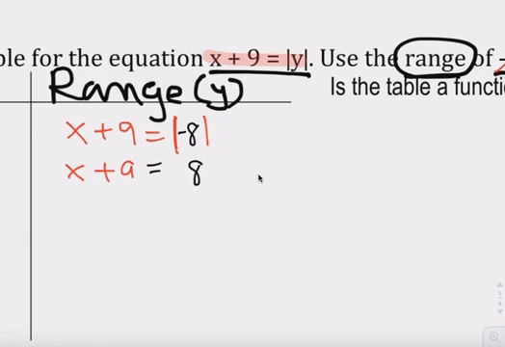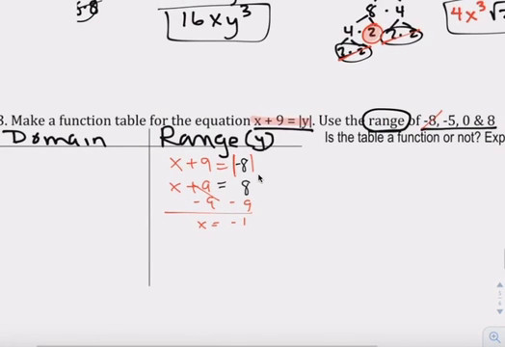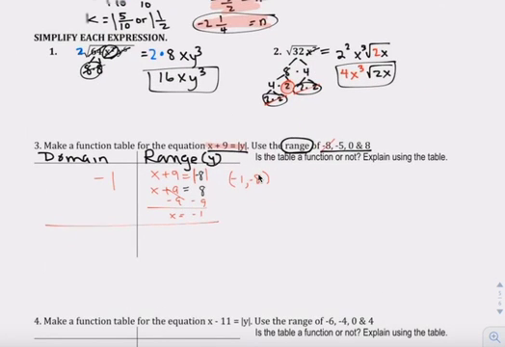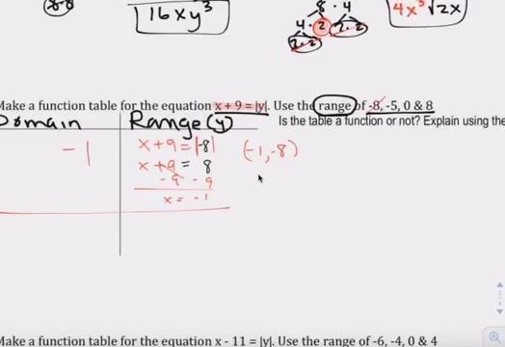x plus 9 equals 8, minus 9 minus 9. x is equal to negative 1. So domain is negative 1. So your ordered pair is -1, -8. On the test, you'll have to graph, I think. I'm not sure. I think I have a graph for you to do. Okay.